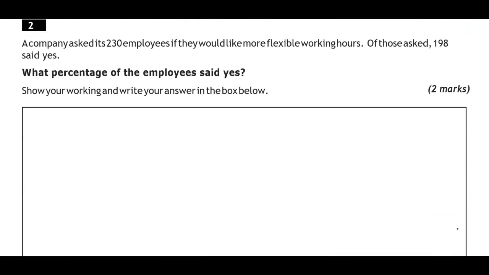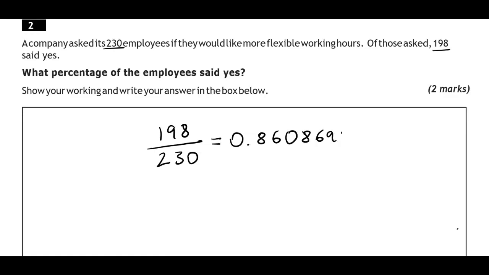The company asked its 230 employees if they'd like more flexible working hours. Of those asked, 198 said yes. What percentage of the employees said yes? Show your working and write your answer in the box below. So it's 198 that said yes out of 230. So we do the division, 198 divided by 230, that gives us 0.860865 and so on.